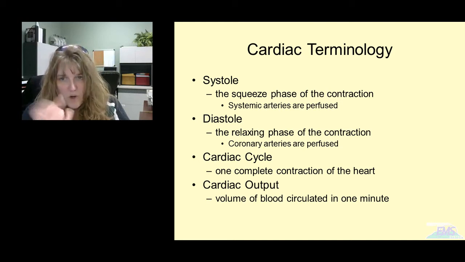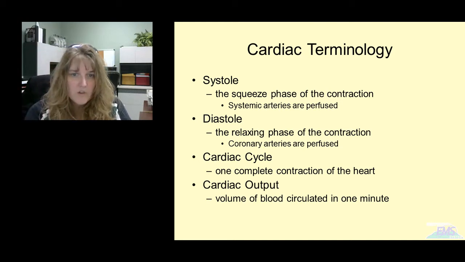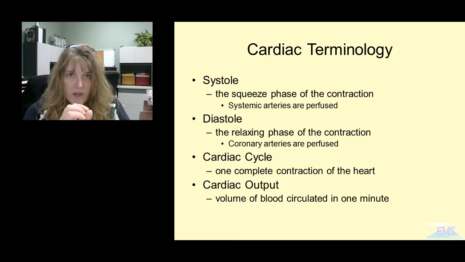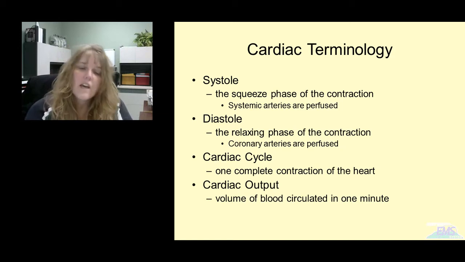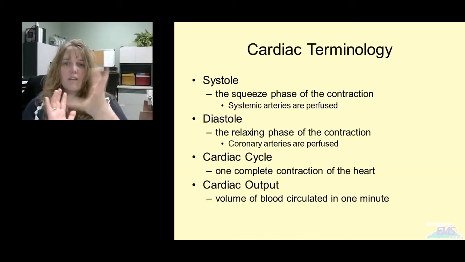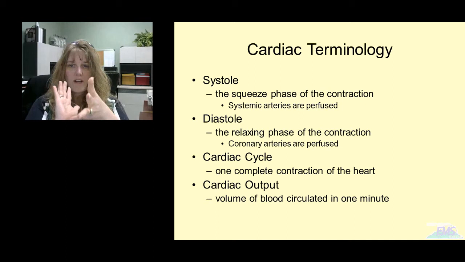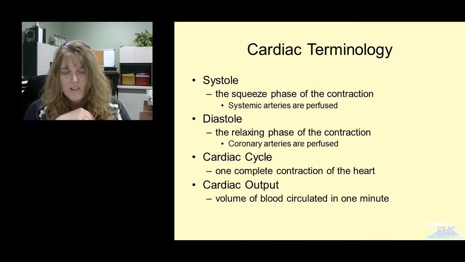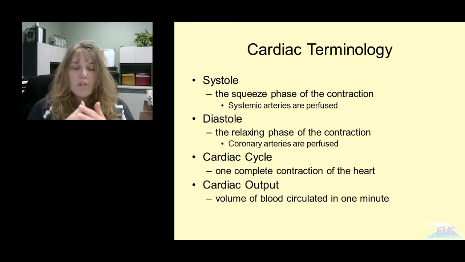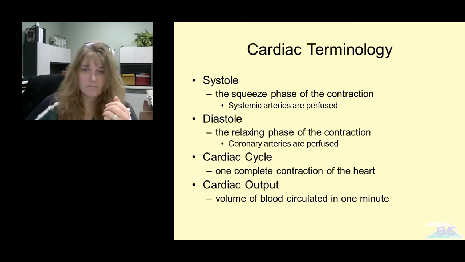When the heart is at rest, the blood is trickling through those coronary arteries to feed the heart muscle itself. Then you've got the cardiac cycle, which is one complete contraction of the heart. We're talking about the atrial contraction and ventricle contraction. That one process equals one cardiac cycle. And your cardiac output is how much volume of blood has been pumped over 1 minute of time.